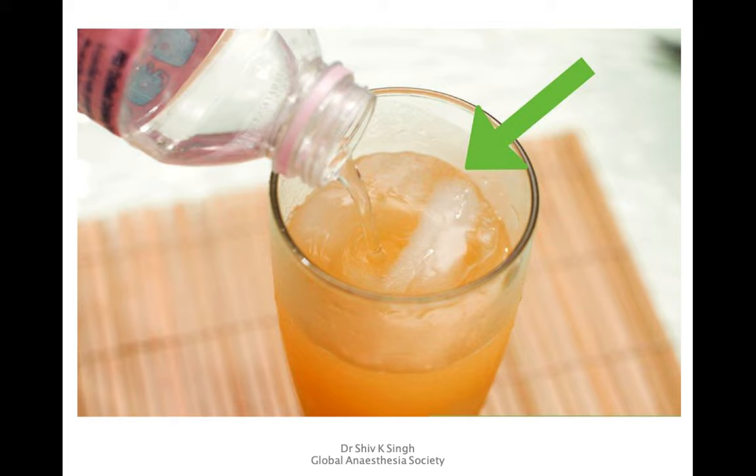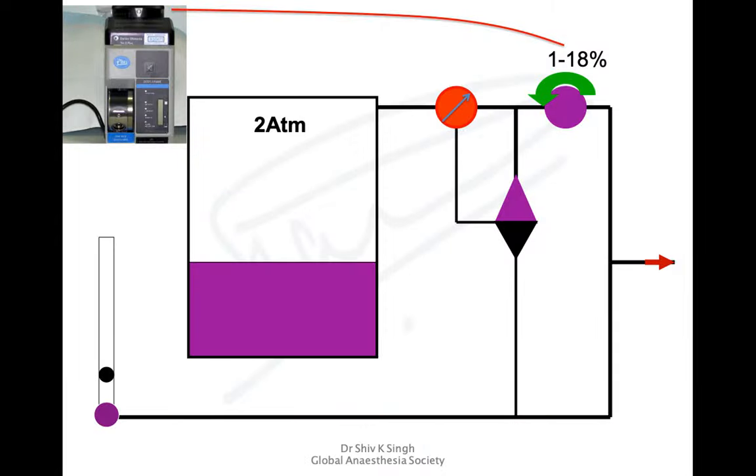So as the dilution increases, if you increase the water, to maintain, say, a concentration of 2%, you will likely have to increase the concentrate along with the increase in the water or the diluent. So that's what this vaporizer actually does.